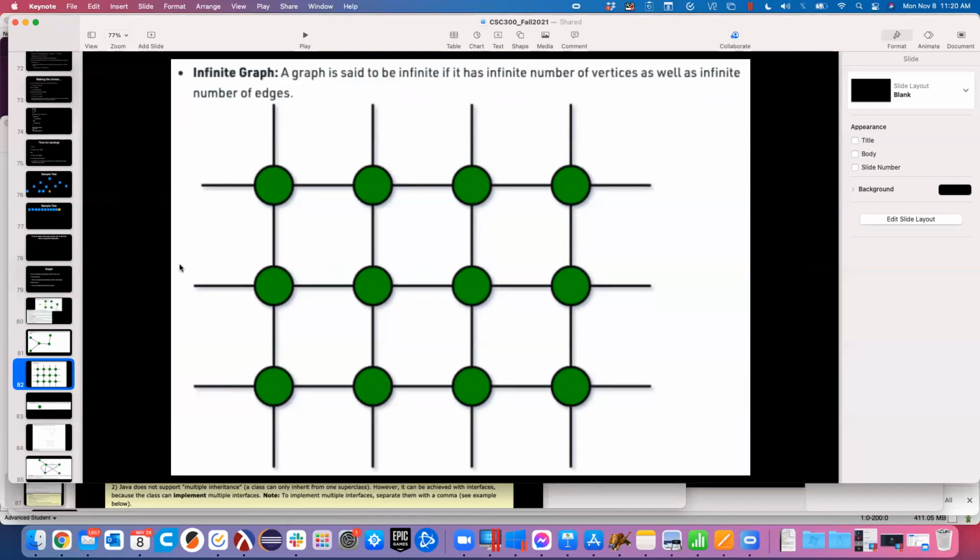As opposed to something like this, an infinite graph. A graph is said to be infinite if it has an infinite number of vertices as well as an infinite number of edges. When might we use this? It doesn't really matter. It's just a graph where we can't trust that it can report to us the number of edges or vertices it might have. This can be used in a lot of different areas. The thing that's popping into my mind is something called a sparse matrix.